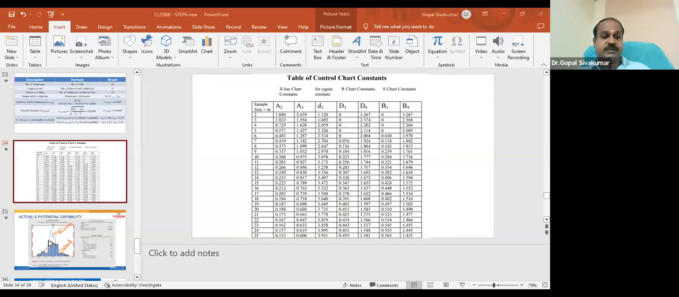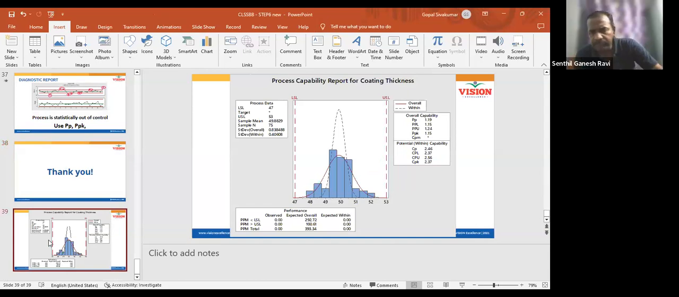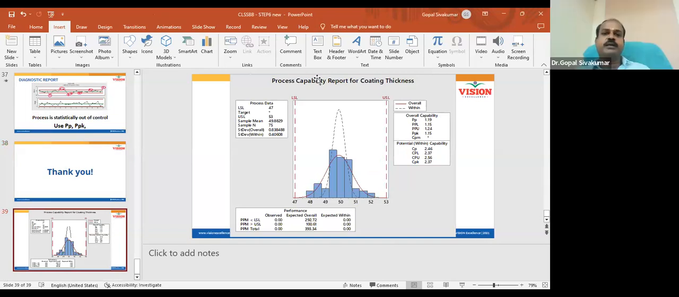Let me check. Can you see an additional slide in my PowerPoint presentation after thank you? Yes. So it's so quick. You can generate your graphs and then you can do that. So now I'm taking you to Minitab again.